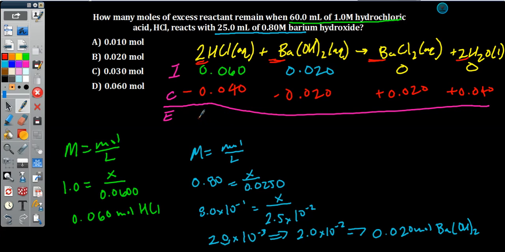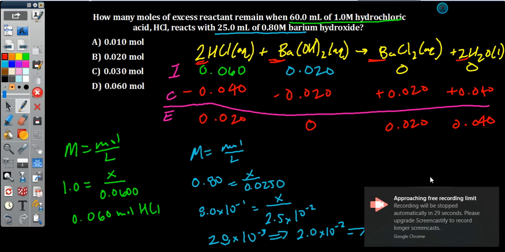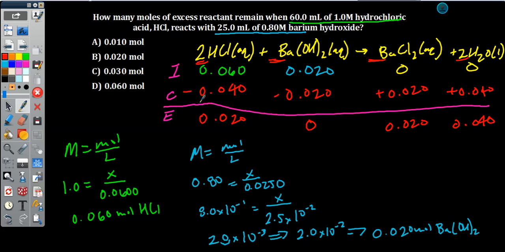So at the end, I'm going to have 0.020 moles of hydrochloric acid left over, no barium hydroxide. I'm going to have 0.020 moles of barium chloride made and 0.040 moles of water. The question is asking us about the excess reactant. In this case, the excess reactant is going to be the HCl, and there's going to be 0.020 moles in excess. Ice tables. Boom.